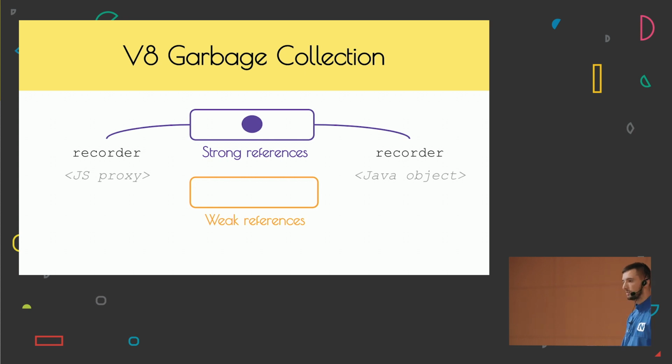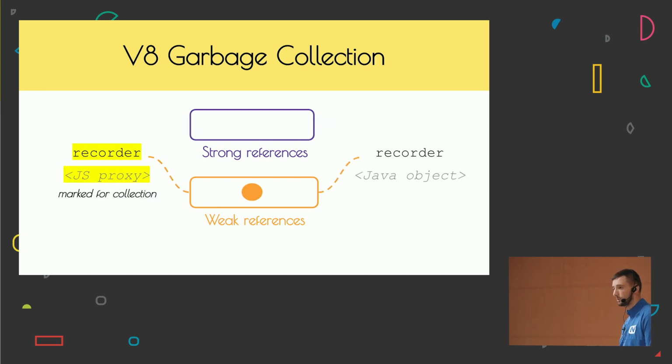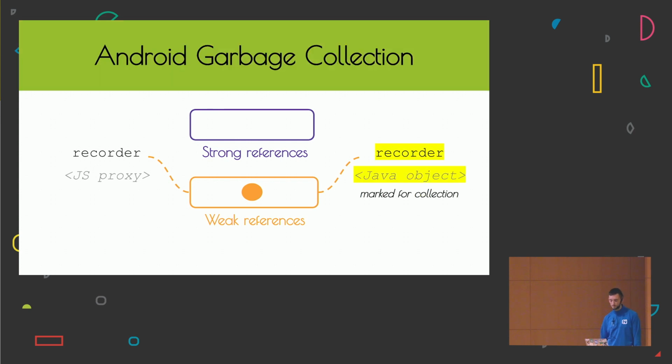When it considers the recorder object to be dead, it fires the finalizer callback, and after that, we remove the strong reference and transfer it to a weak reference. The strong and weak references are held by the NativeScript runtime in some internal collections. And after that, we tell V8 not to collect the object because it's still in use.